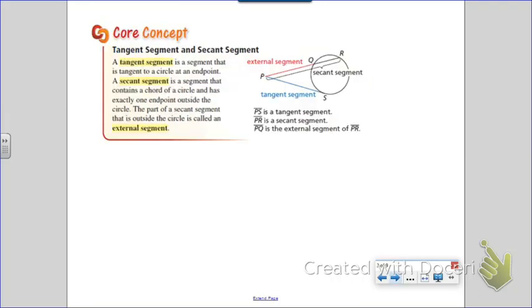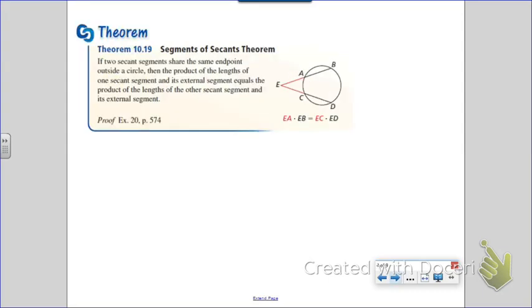A tangent segment is a segment that is tangent to a circle at an endpoint. A secant segment is a segment that contains a chord and has one endpoint outside the circle. The part of a secant segment outside is called an external segment.